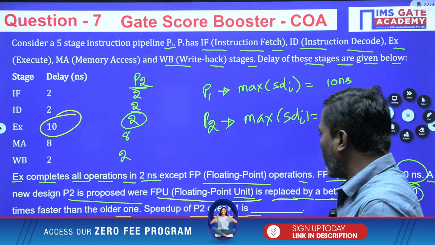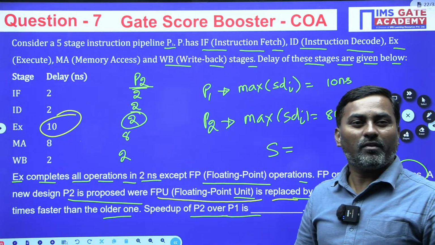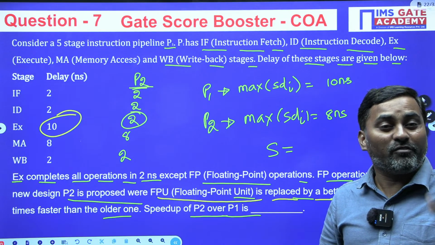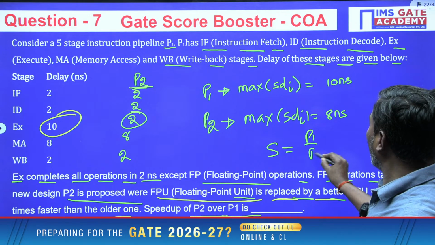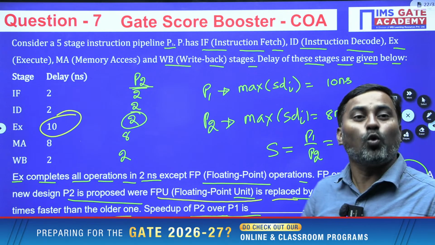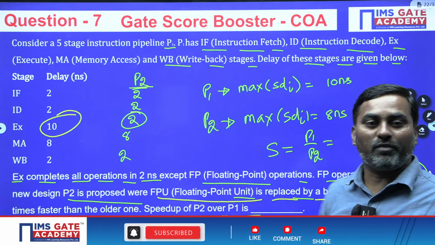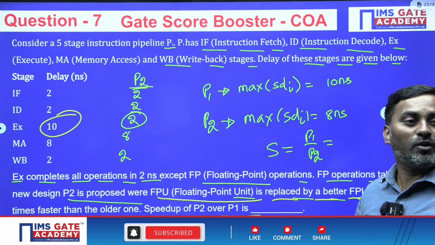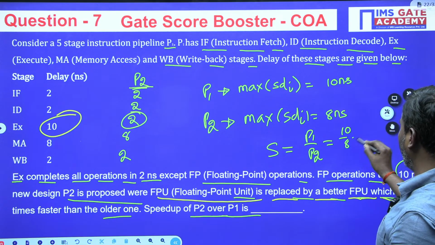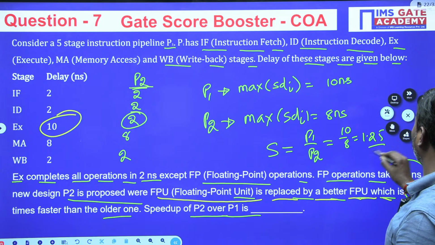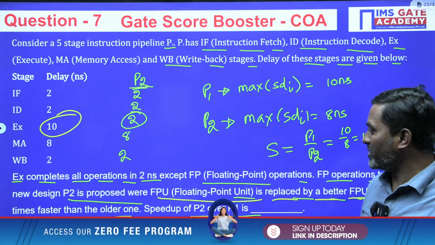Now, what is the speedup factor? Speedup factor, P2 over P1. P2 over P1, we have to write carefully: P1 by P2 you should write, not P2 by P1. Don't misunderstand English here. So P2 is compared to P1 now. When you do a comparison, the denominator is the one you are comparing. 10 by 8. This value is 1.25. Yes, 1.25 is the right answer for this question.